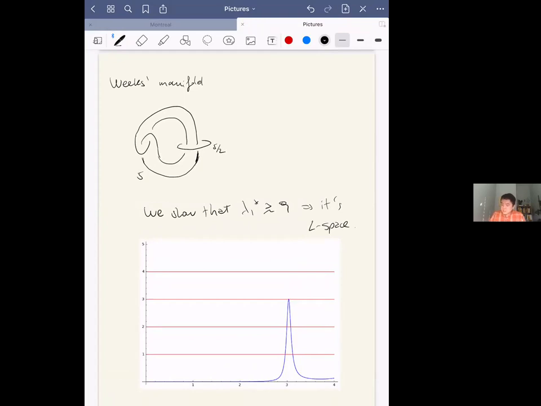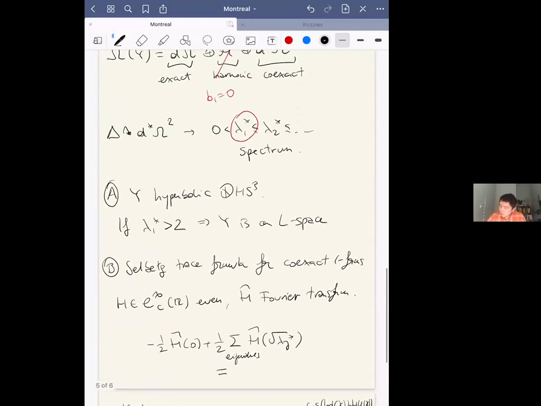Yeah. So this is a kind of direction that allows you to prove that certain manifolds are L spaces, and you can use it to prove many more examples of this. So, to what extent do these results depend on the fact that you're using a hyperbolic metric? Yeah. So A can be generalized.